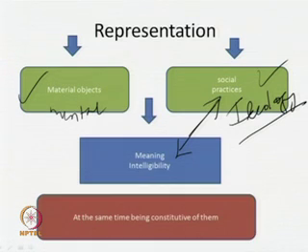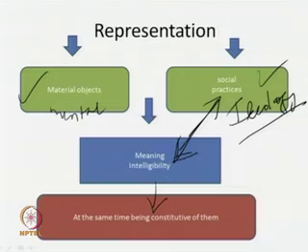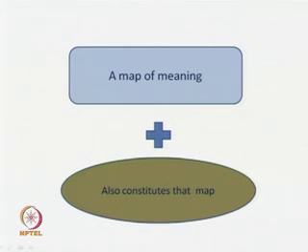Okay. Now, if you look at this slide here, it is ideology that is behind representation, which ultimately gives us the meaning and intelligibility of any phenomenon. Okay. Now, again, as Barker had said, the meaning and intelligibility are not separate from what they purport to tell us or to represent to us. At the same time, they are constitutive of them. Therefore, representation, like ideology, is a map of meaning.